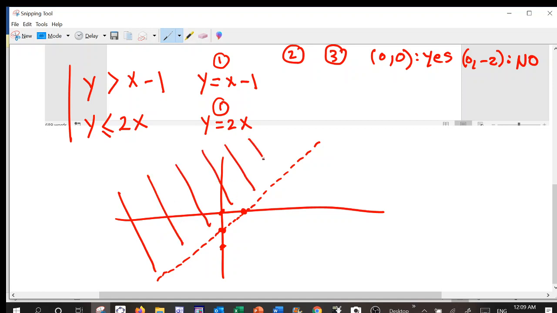We have to shade here. All right, so that's the solution for the first one. What's the solution for the second one? Well, we have to graph y equals 2x.